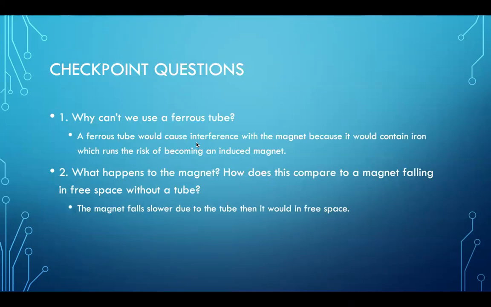Why can't we use a ferrous tube? A ferrous tube would cause interference with the magnet because it would contain iron, which runs the risk of becoming an induced magnet. What happens to the magnet? How does this compare to a magnet falling in free space without a tube? The magnet falls slower due to the tube than it would in free space.